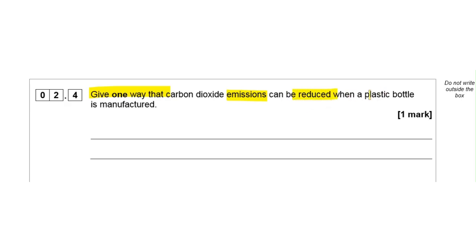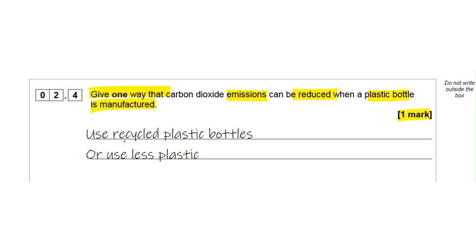Question 2.4. Give one way that carbon dioxide emissions can be reduced when a plastic bottle is manufactured. And this is a 1 mark. So to achieve 1 mark in this question, you could use recycled plastic bottles, which is a good way, or just use less plastic. That would get you a mark as well. Either of those for 1 mark.